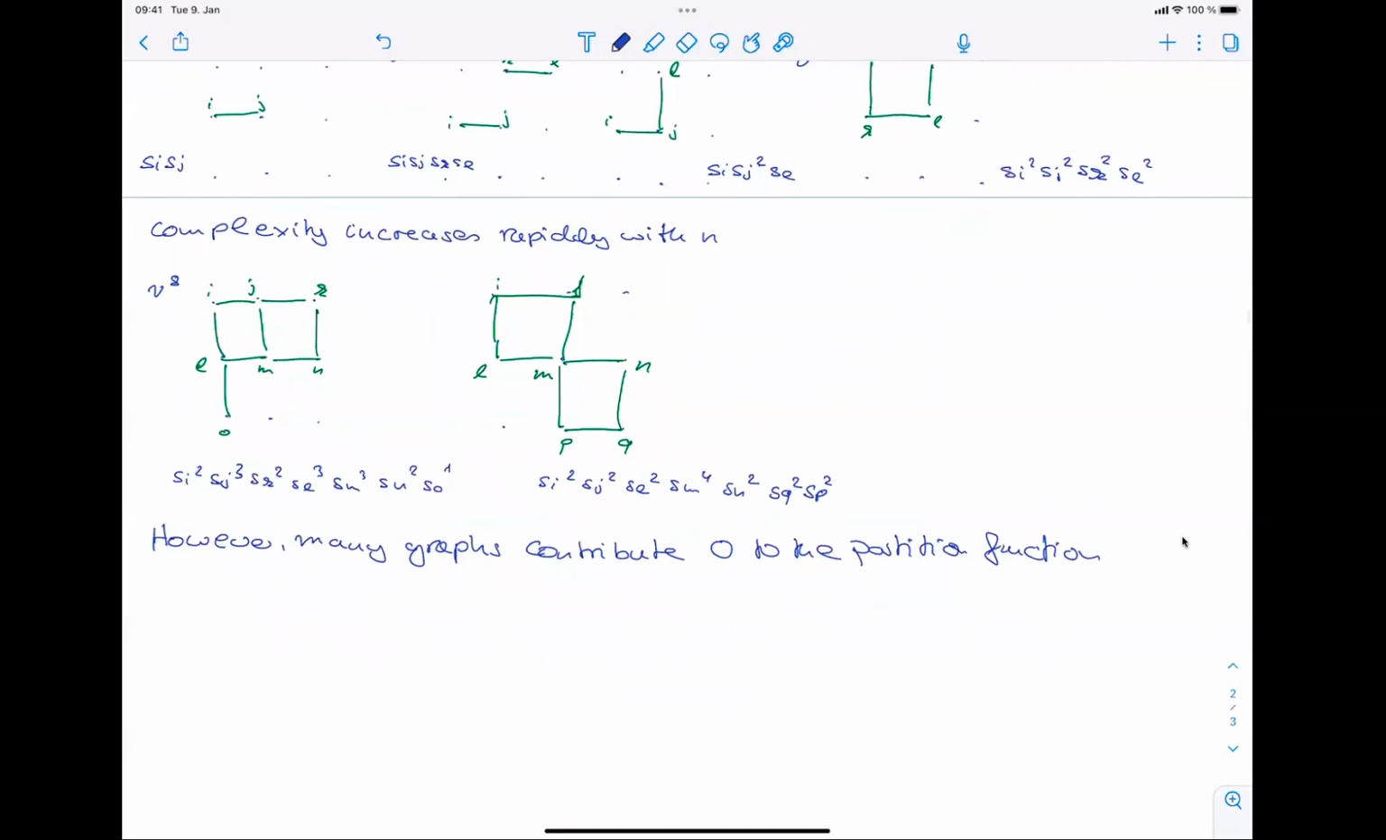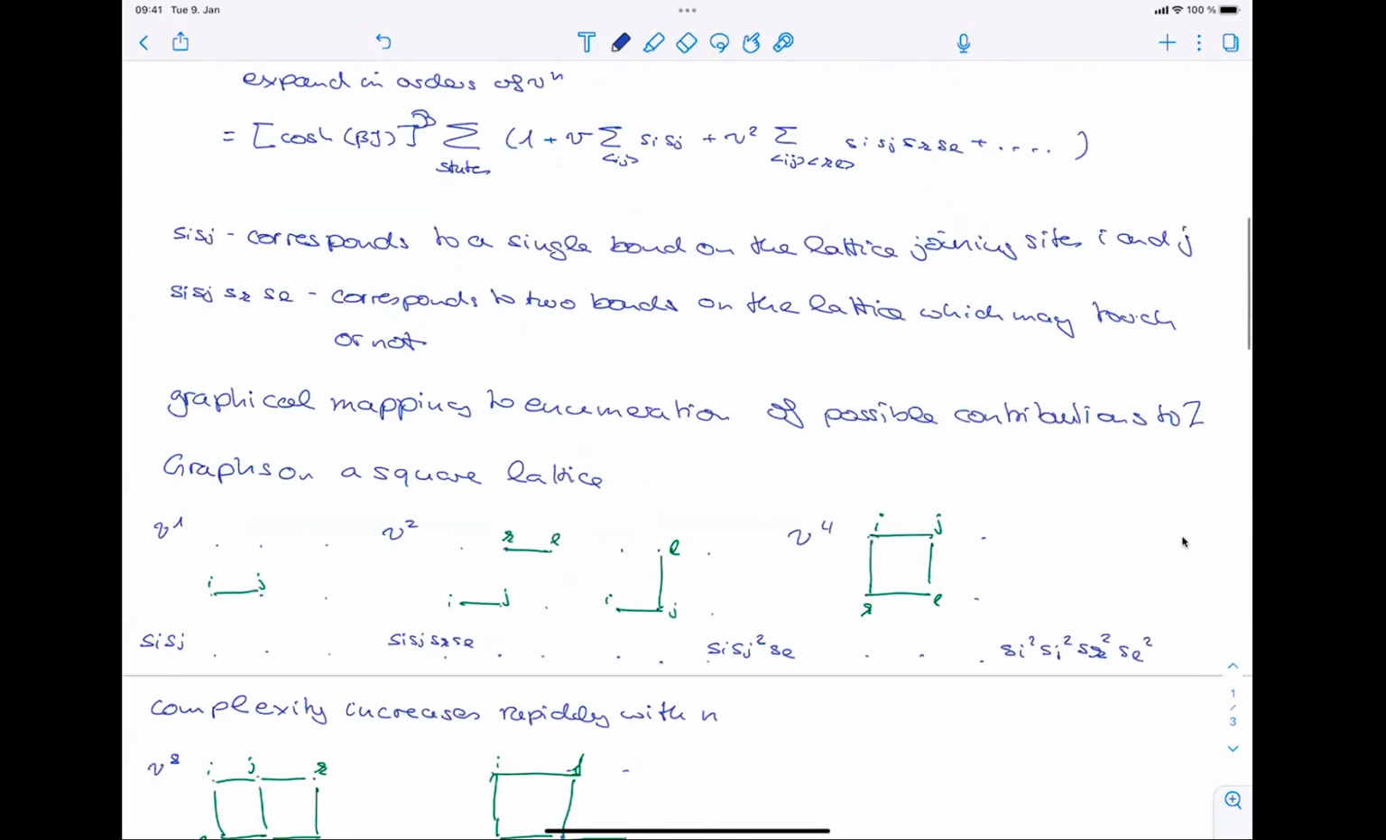And so how can we see this? Well, if you go back to our partition function, what we have here is a sum over the different states of Si, Sj. So for each single bond, I have to sum over all possible states of these spins.